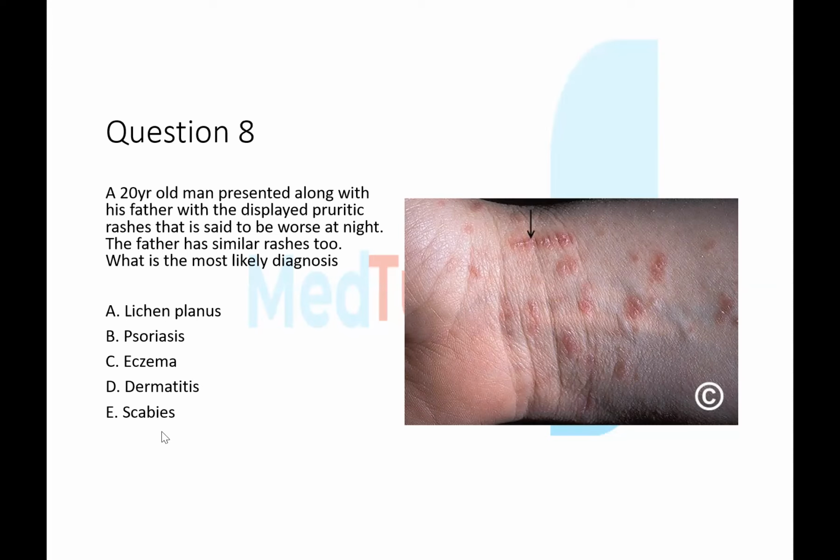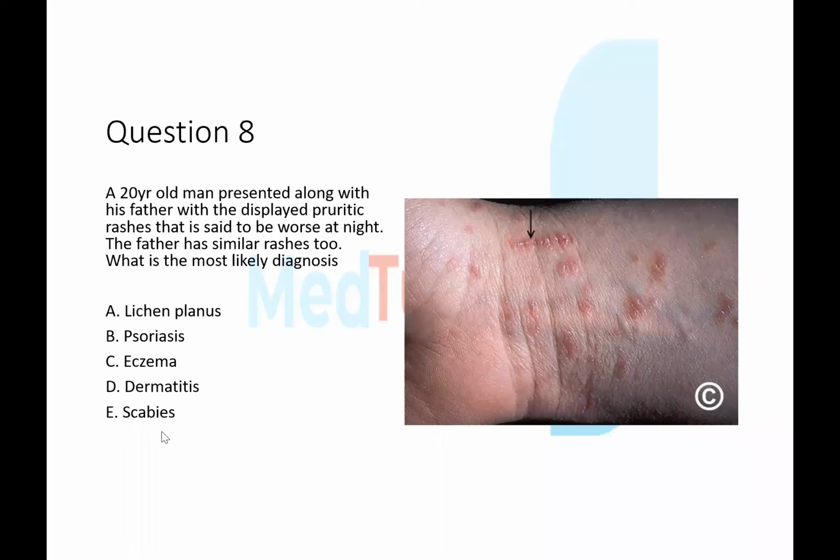Option E. Option E, yeah. So there's a giveaway in this question, and the giveaway is that it is worse at night. So when you see a rash involving the hand, involving the webs of the hands, involving the genitalia, and they say it is worse at night, it's most likely scabies they are trying to make you think of.